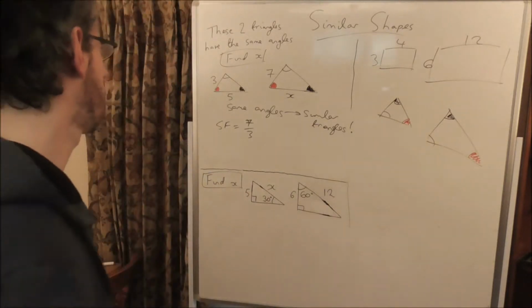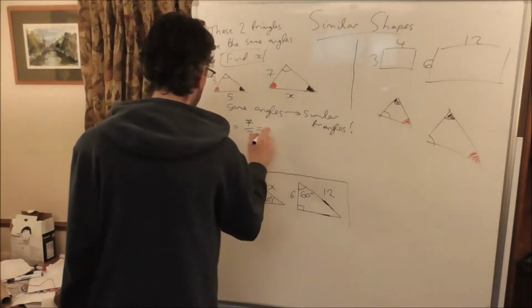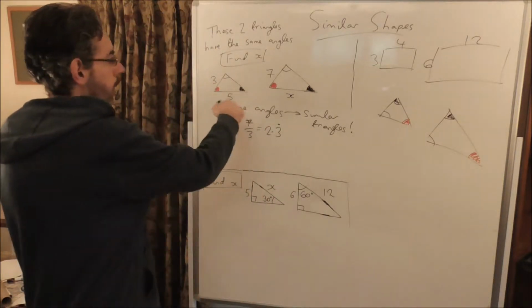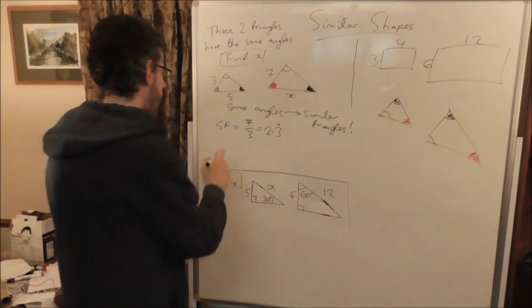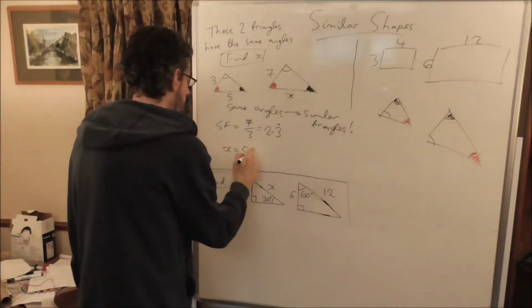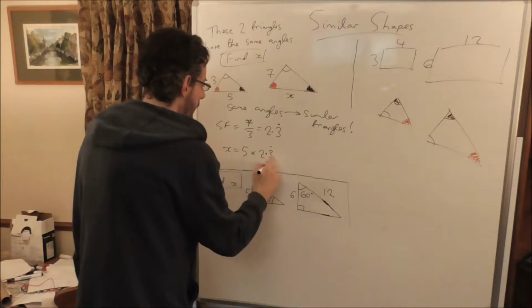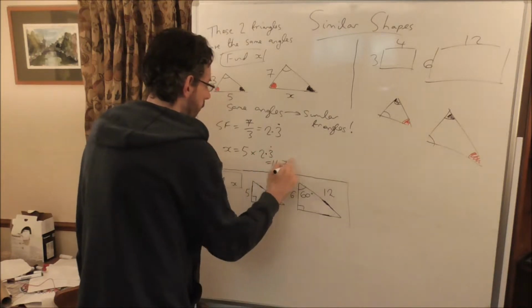If you do 7 divided by 3 on your calculator, you get 2.3 recurring. And then to find x, you just do 5 times the scale factor. So x is just 5 times 7 over 3, or 5 times 2.3 recurring, which is 11.7 to one decimal place.